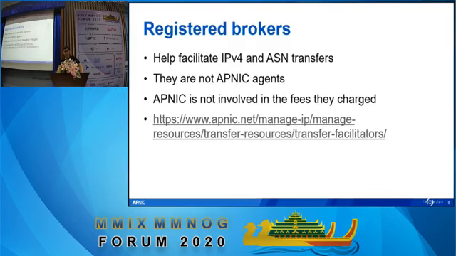We also have something called registered brokers. We have a page that lists all APNIC registered brokers, but please be mindful that they are not APNIC agents, and we are not involved in the fees that they charge. But as brokers, they usually have lots of information on who actually has additional IPv4 addresses to transfer away. So you can contact them, and they usually charge you a fee. They will do something like matchmaking. They know who needs the IP address, and they know who has the additional IPv4 address.